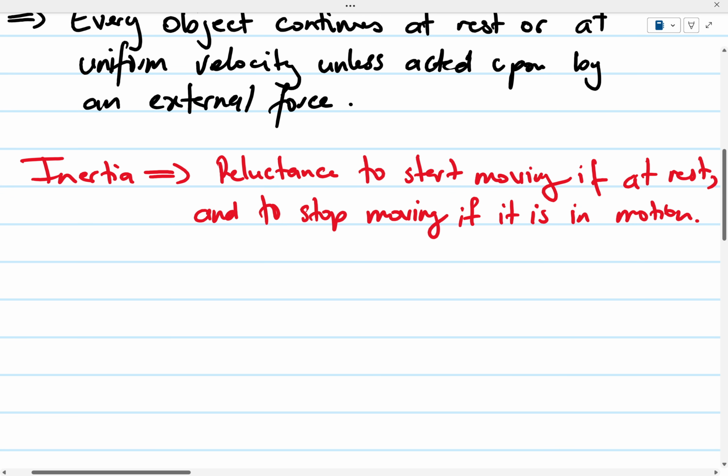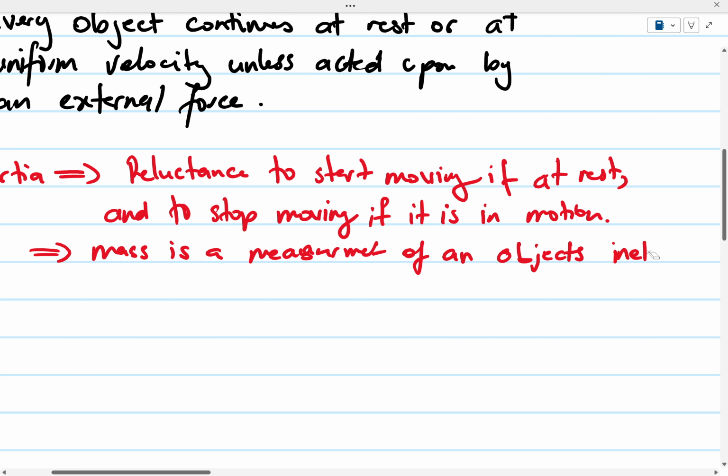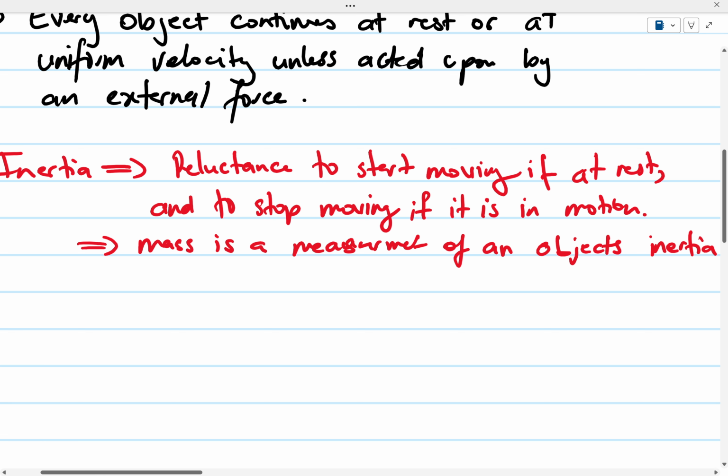And really and truly, inertia is related to mass. So mass is a measurement of an object's inertia, right? We're looking at this.